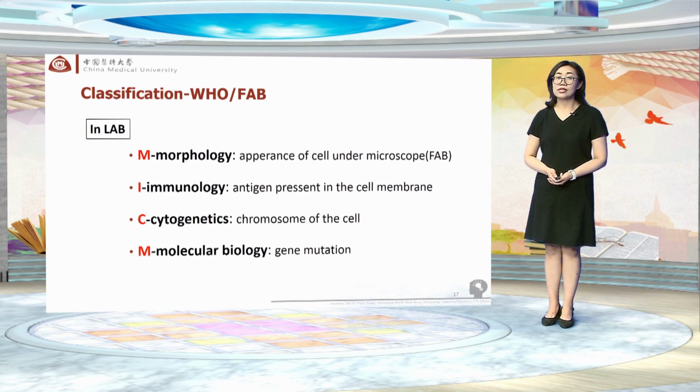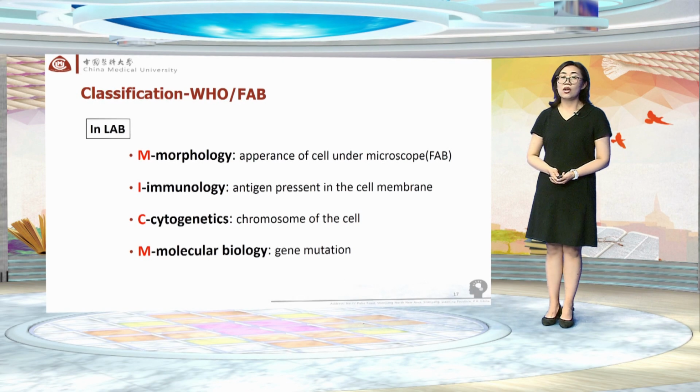We call it MICM. The first M represents morphology. It's the appearance of the cell under a microscope, same as FAB. I represents immunology. It's the antigen, also called cluster of differentiation, CD, present in the cell membrane. C represents cytogenetics. It's the chromosome of the cell. The last M represents molecular biology. It's the gene mutation of the cell.